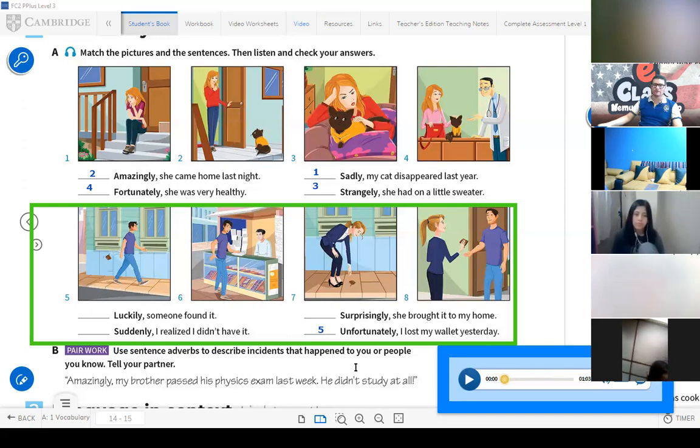Ahí está. Unfortunately, okay. I lost my wallet yesterday, no? This, the number 5. Okay. What's next? What happens next in the story? What do you think?